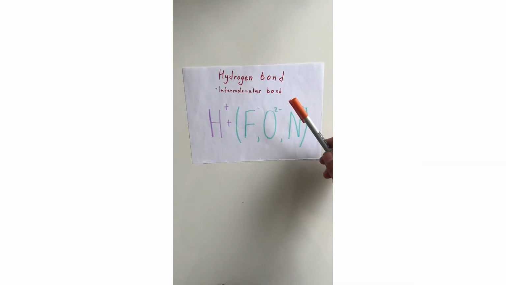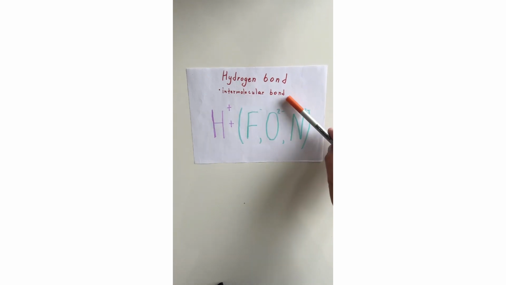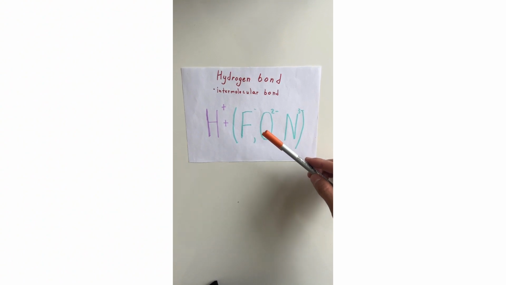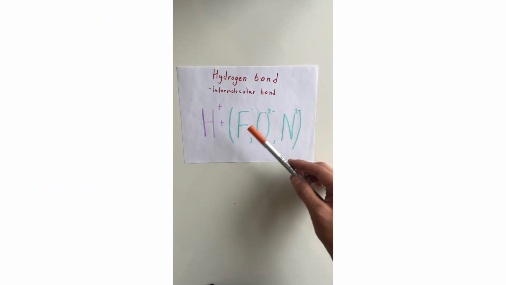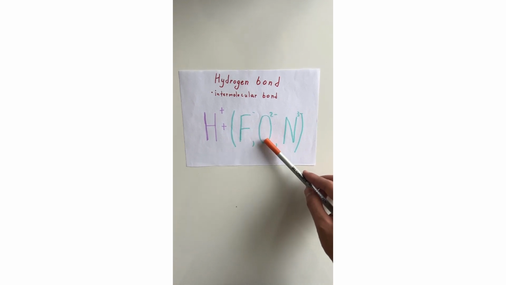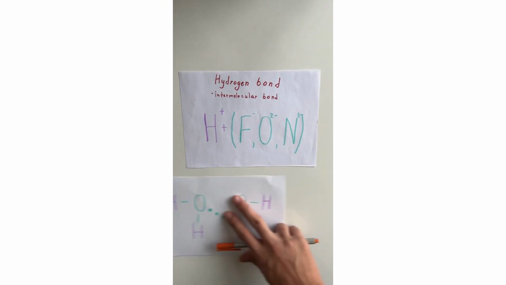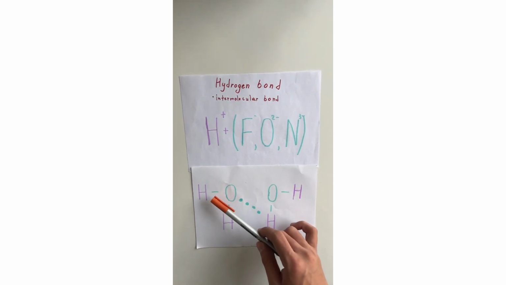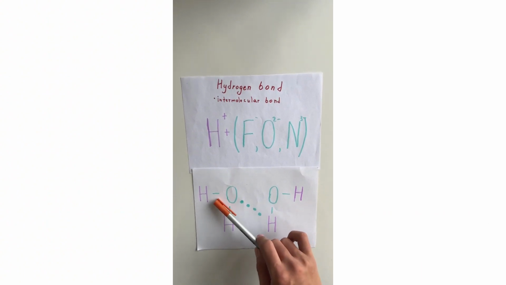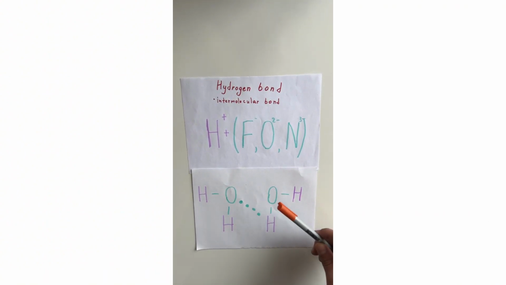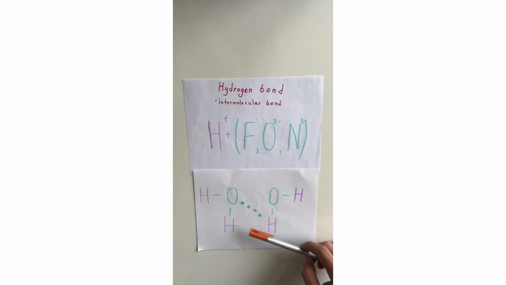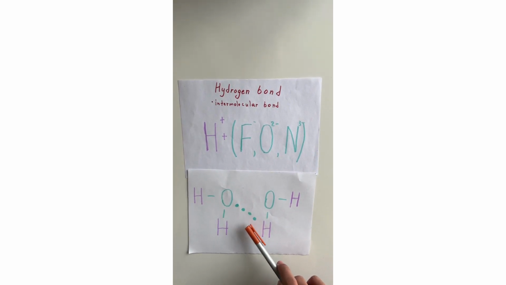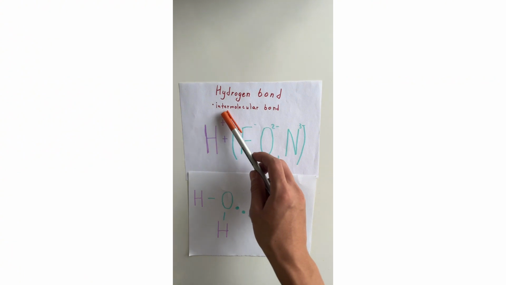Hydrogen bonding is an intermolecular bond where the partially positive hydrogen of one molecule is drawn towards the partially negative non-metal of another molecule, fluorine, oxygen, or nitrogen, for example. Between hydrogen and oxygen inside the water molecule, a covalent polar bond is formed. Between the oxygen of one molecule and the hydrogen of another molecule, a hydrogen bond is formed because it is an intermolecular bond.